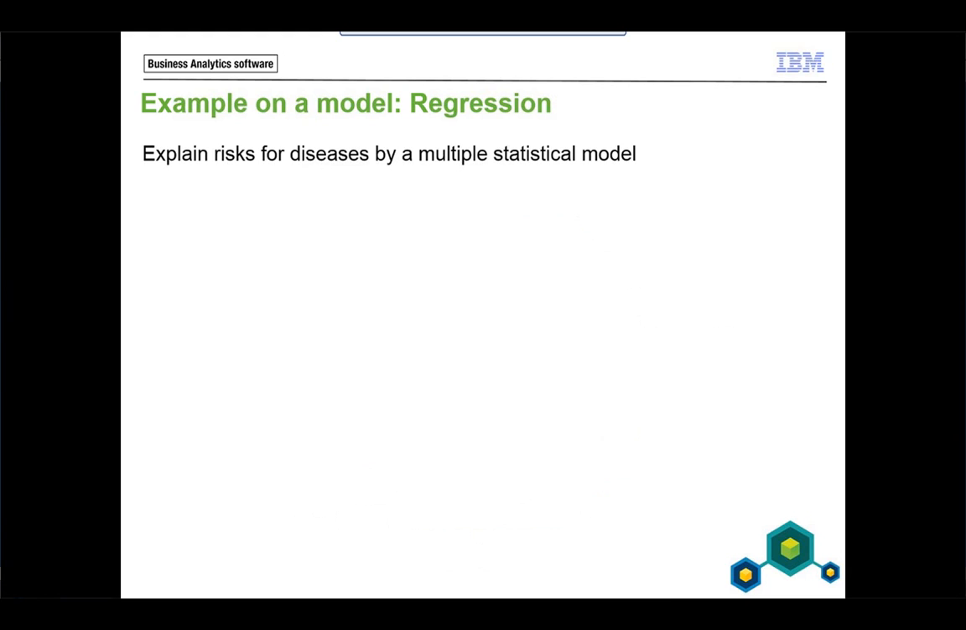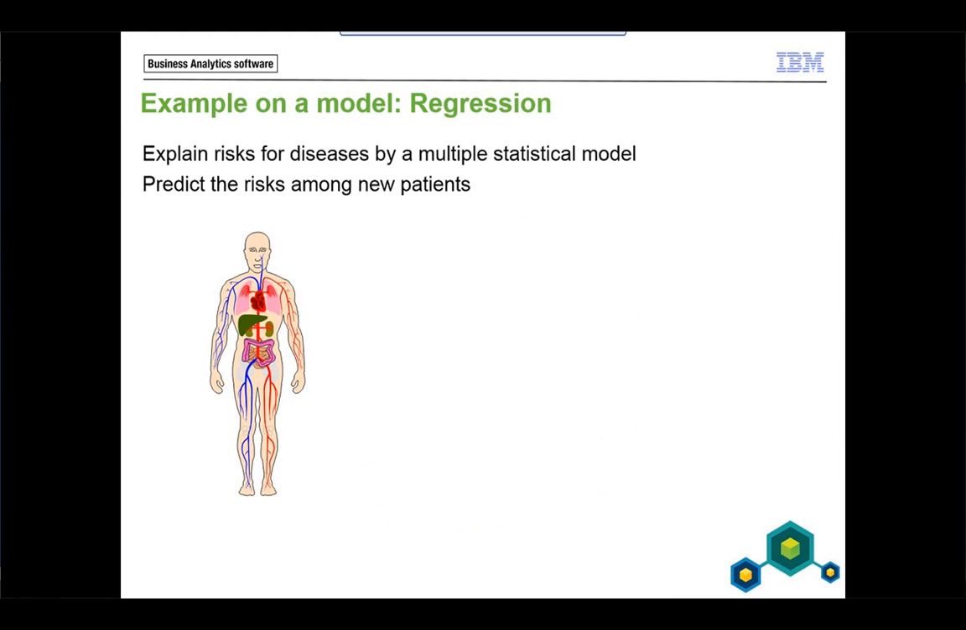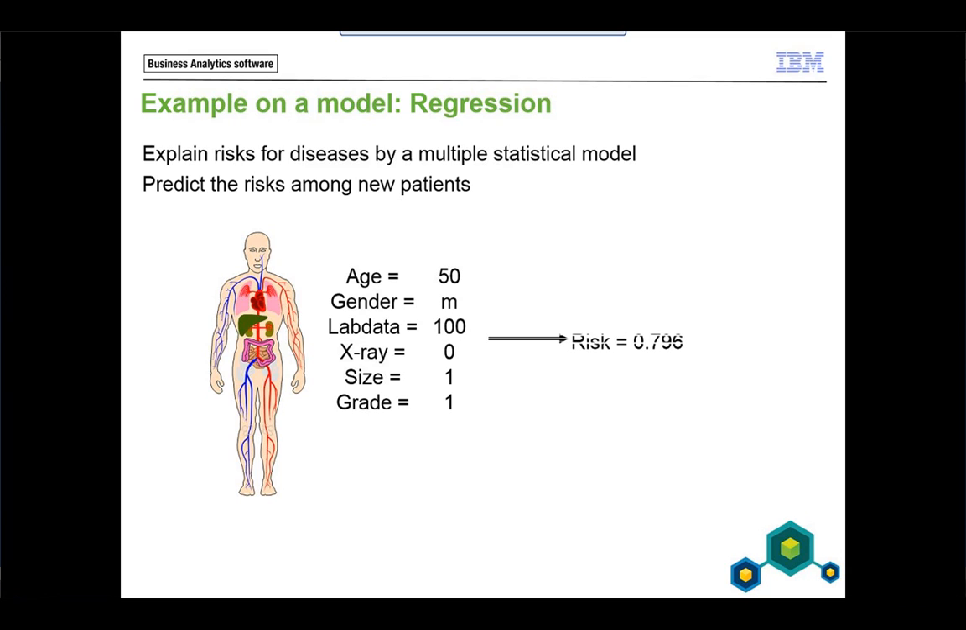And in the future, I would like to use this model to predict the risk among quite new patients. So, for example, if a new patient is coming in to this clinic, the age is 50, it's a male, its lab data is 100, x-rays negative, the size is big, the grade is serious, then what is the risk that this patient has cancer in the lymph nodes? And after putting in these numbers into the model, I will have this risk. It's almost 80% risk that this person has cancer in the lymph nodes.